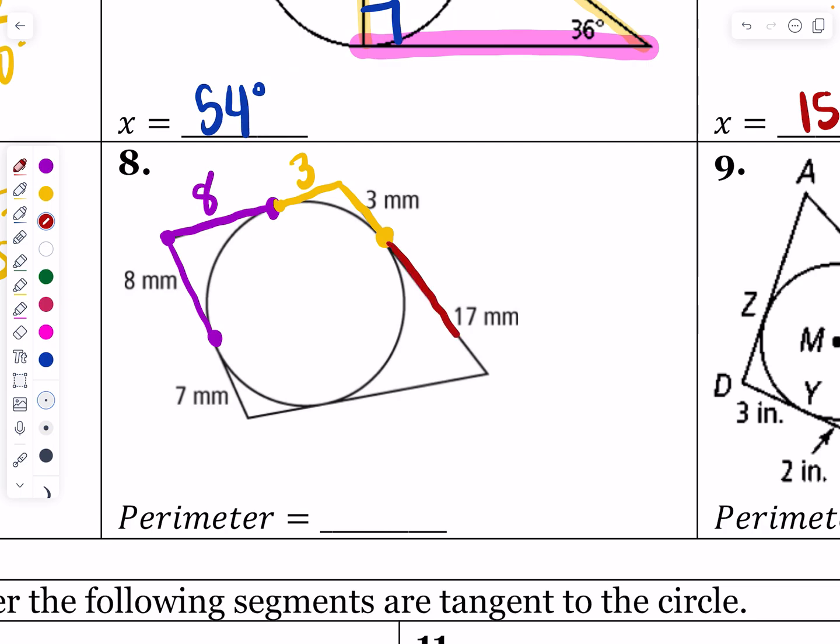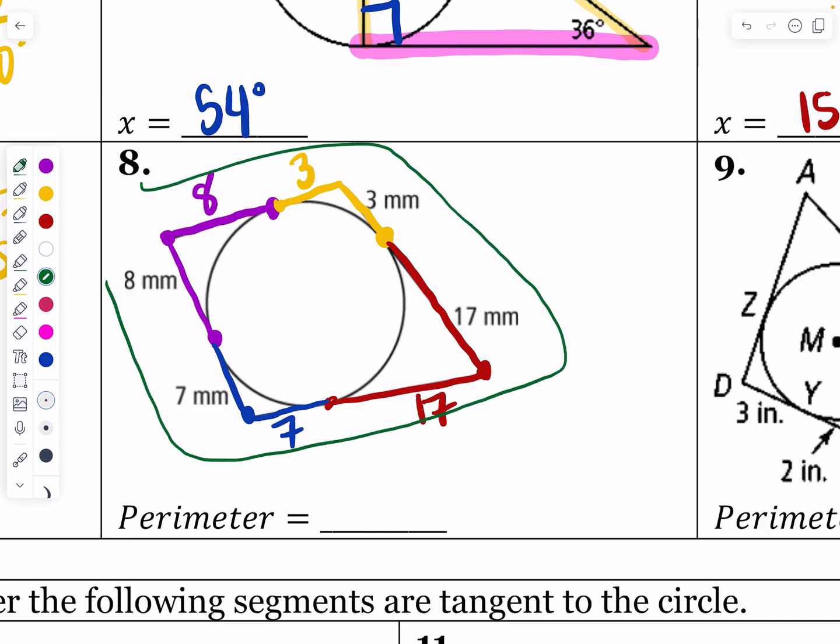And then we have 17 and another 17 right here. And then this 7 blue amount to this point will be the same length as that point to the circle on this side. So if we wanted to find the perimeter, we're just going to add all the way around this shape. We're going to add all of those numbers together.